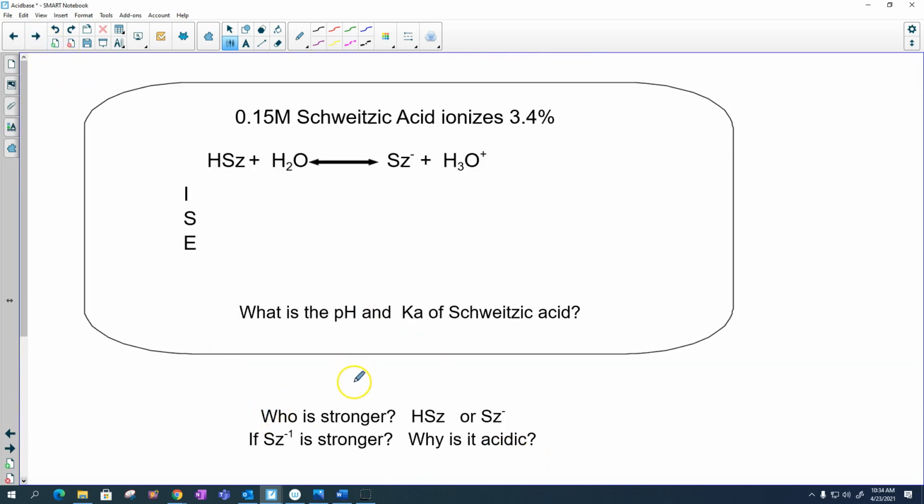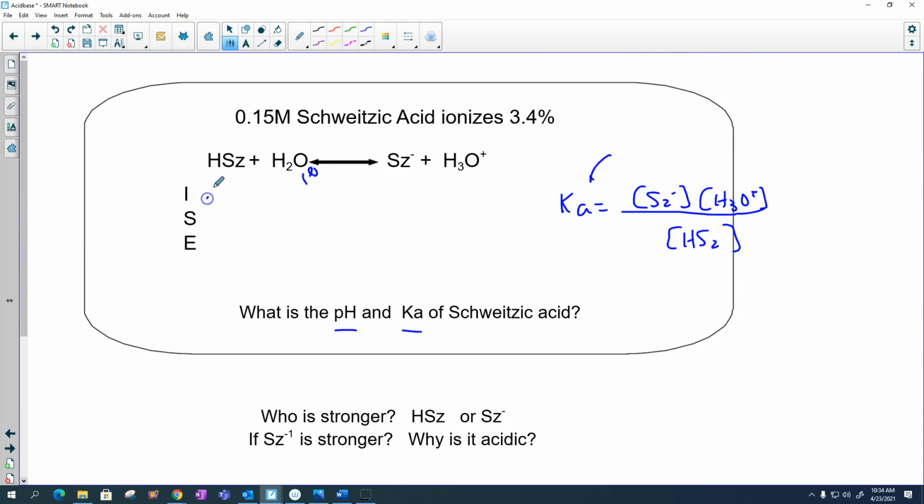Alright, so we have an example here of a different little version of this. We have a 0.15 molar Schweitzic acid that ionizes 3.4%. So what's the pH, and what's the Ka of this acid? Piggybacking off of some of the stuff we did last chapter, Ka equals the concentration of Sz negative times H3O plus, over the concentration of HSz. I want to fill this table out to get this. Remember, water is a liquid, so it's not included. So let's try and fill out this ICE table.